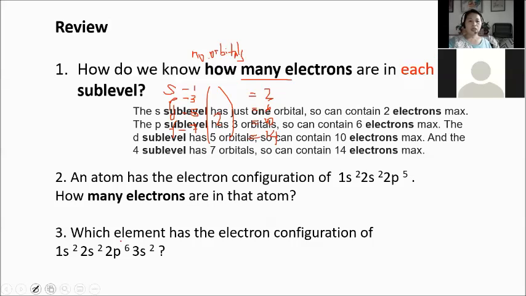Okay, so yan ang answer. So, an atom has the electron configuration of 1s2, 2s2, and 2p5. How many electrons are in that atom? So, just add 2 to 2 and 4 to 5. Therefore, the number of electrons, Z, is equal to 9.